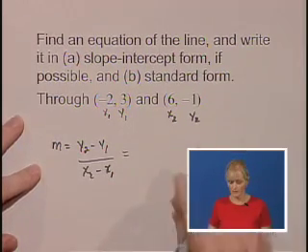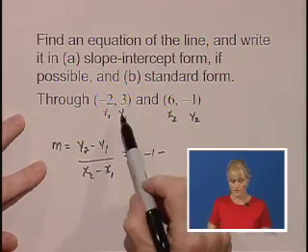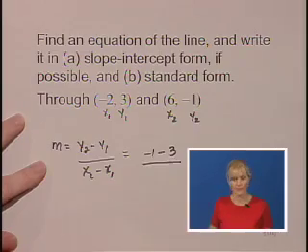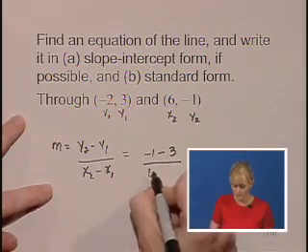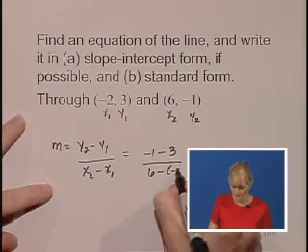So we'll substitute in the y-coordinate of point number 2 is -1, minus the y-coordinate of point number 1, which is 3, the x-coordinate of point number 2, which is 6, minus the x-coordinate of point number 1, which is a -2.